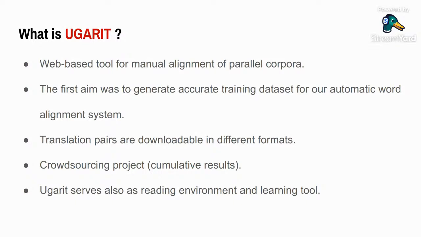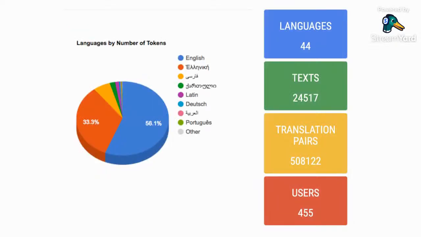So we started with Ogaret. The first aim was to generate accurate training data. Then people started using Ogaret for teaching, also for learning new languages, also for aligning text for specific projects. And now Ogaret is used by 455 users. It includes 44 languages, more than 24,000 texts, and more than 500,000 translation pairs. This is very interesting.